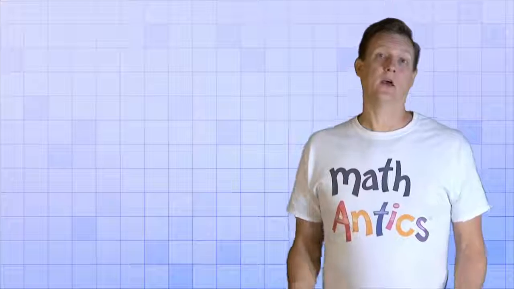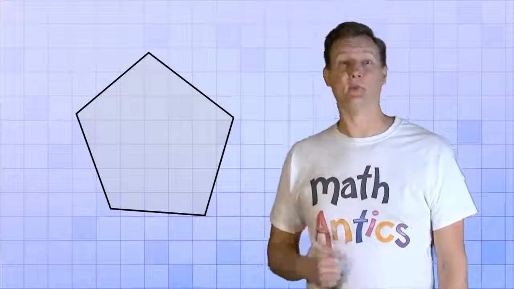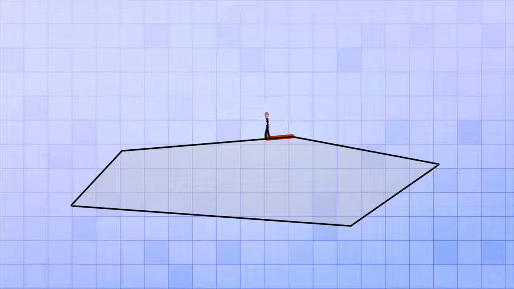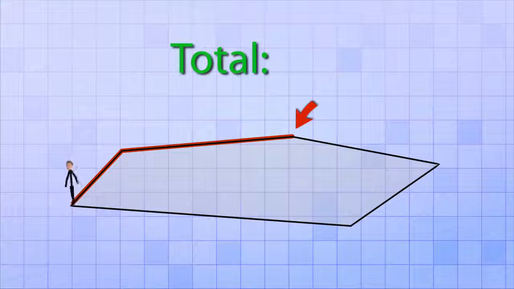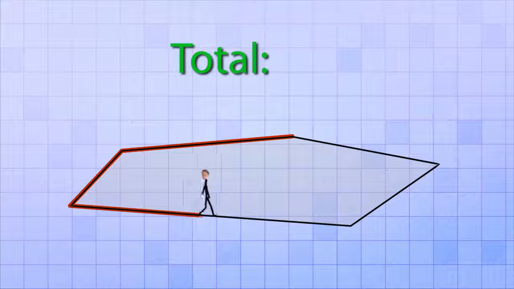shape. A good way to see what perimeter is to imagine that you could walk right along the edge of a shape, like this five-sided polygon. Imagine starting at one of the polygon's vertices and then walking along each side until you got all the way back to the point that you started from. The total distance you traveled would be the perimeter of that shape.